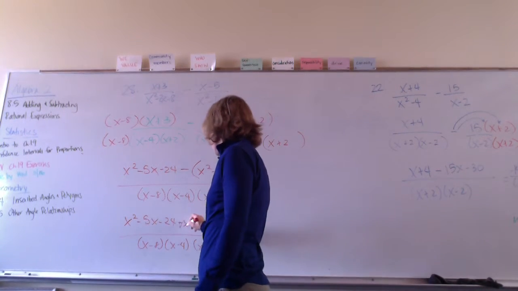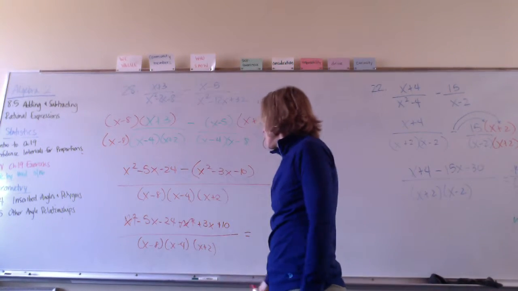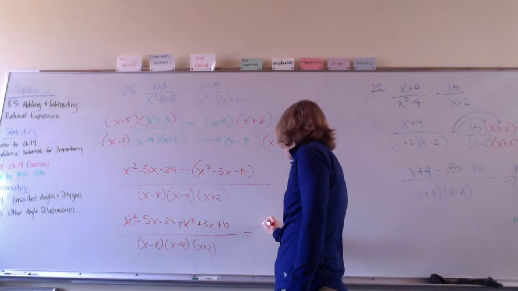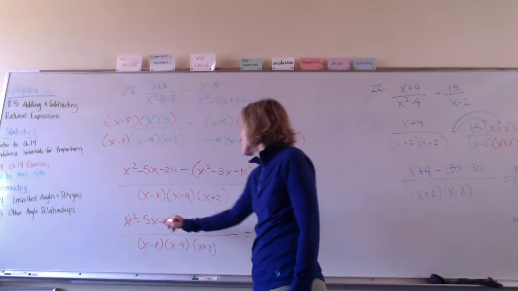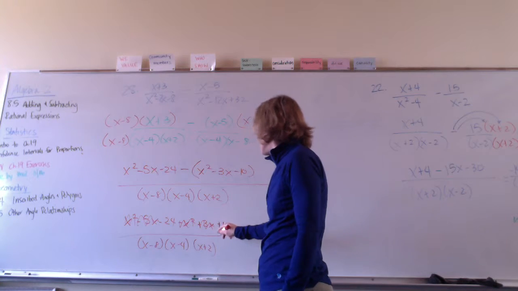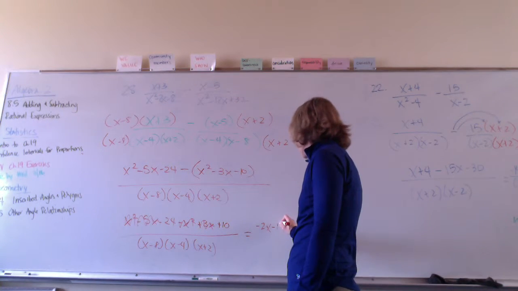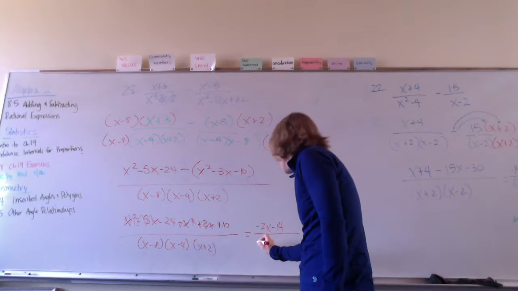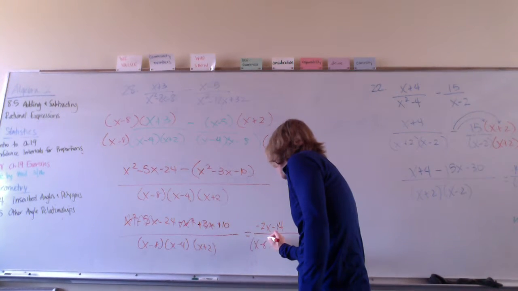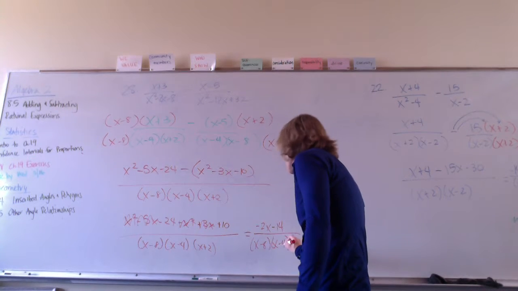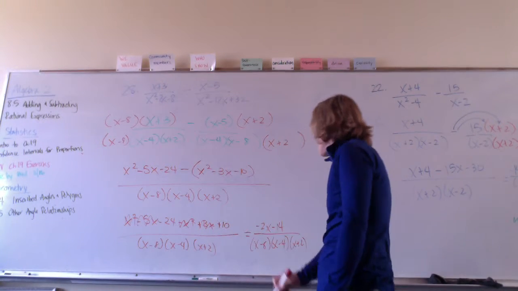Your x squareds actually cancel. I have a negative 5x and a positive 3x. That's a negative 2x. So I took care of those. And a negative 24 and a positive 10 is a minus 14. And again, that's all over x minus 8, x minus 4, x plus 2.